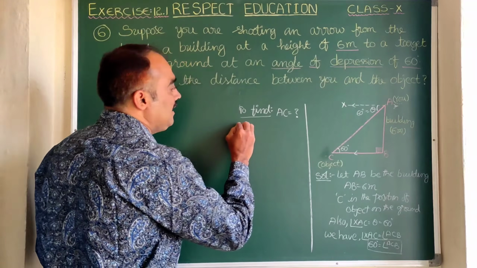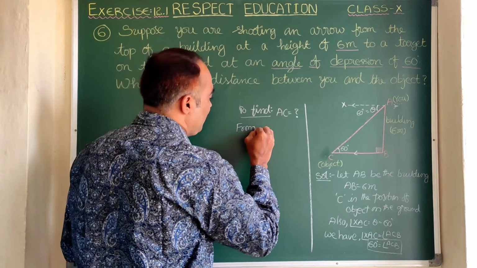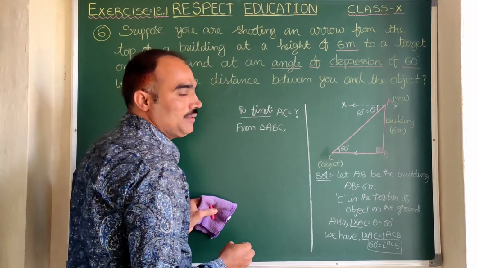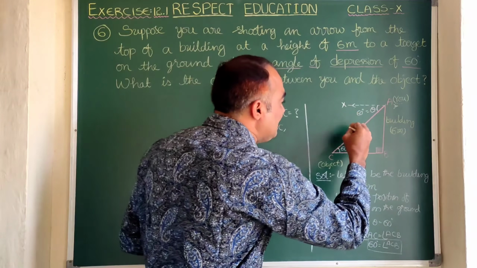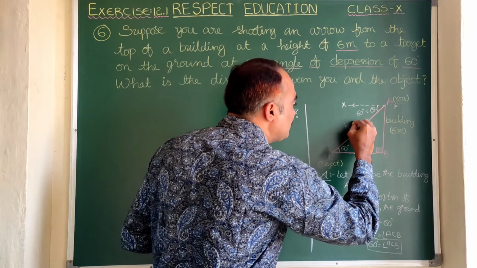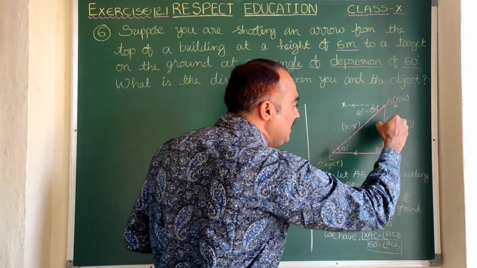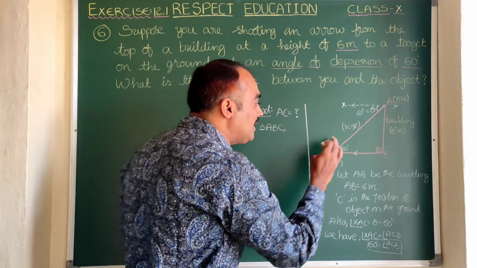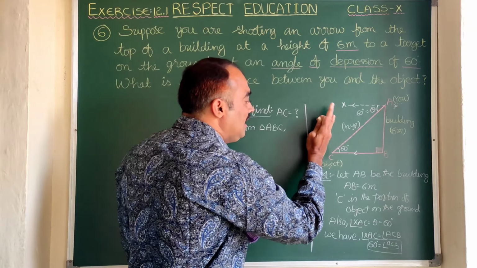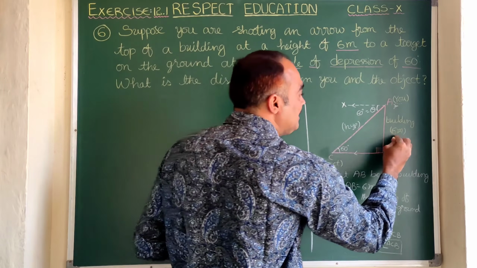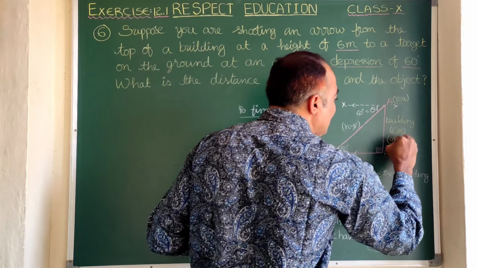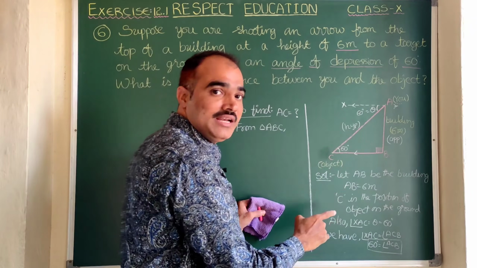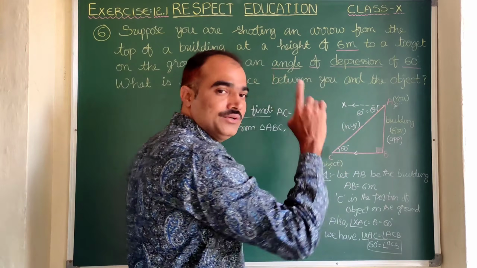Now from triangle ABC, let us apply here. We need AC, that is also called hypotenuse. And we know the value of AB, that is the opposite side to the angle 60 degrees. So opposite side is given, angle of elevation is given. Now we need only hypotenuse.